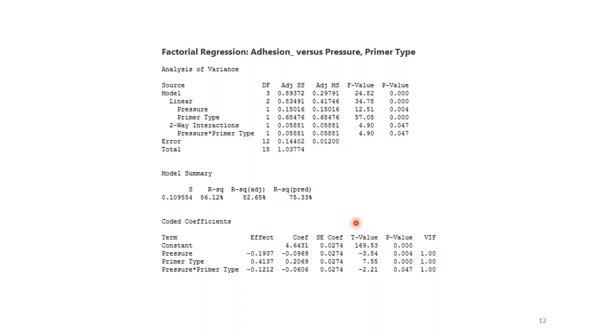The Pareto chart shows that both spray pressure and primer time significantly affect paint adhesion. The interaction between the terms A and B is also significant.